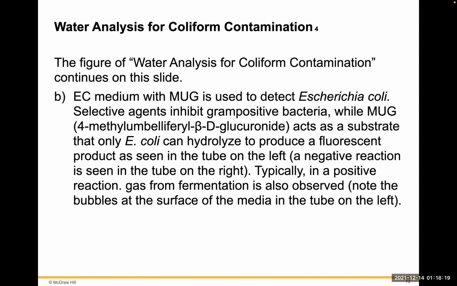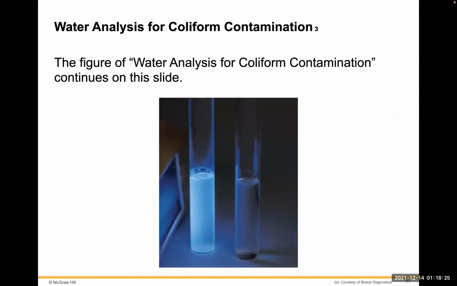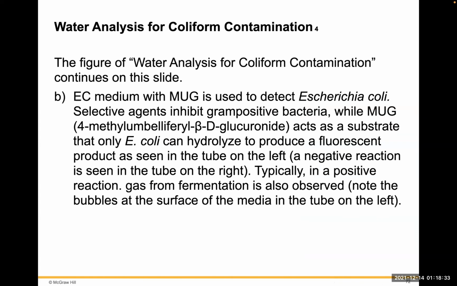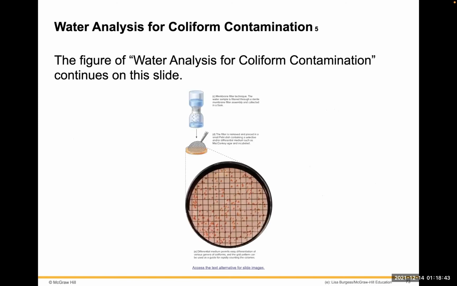Probably seen in the test tube on the left. A negative reaction is seen in the test tube on the right. So we have a positive reaction on the left, which has fluorescence and starts to bubble. On the right, we have not a lot of bubbles and no change in the media. So typically, a positive reaction, the gas from fermentation is also observed. So not only does it fluoresce, but you'll see the gas bubbles being formed.